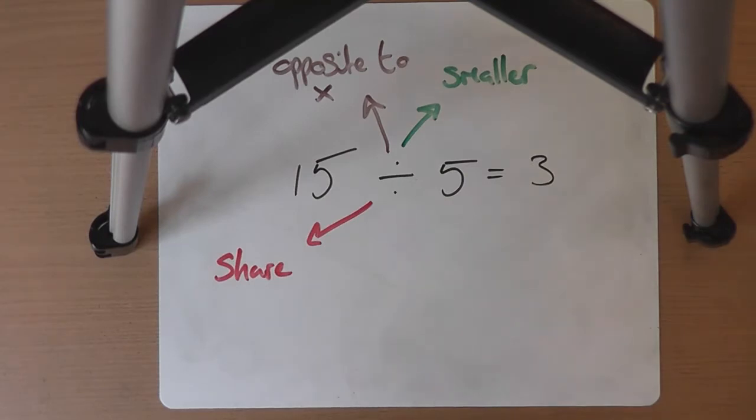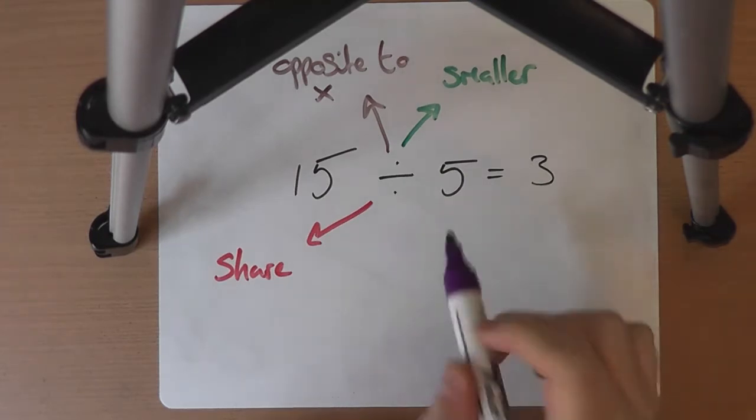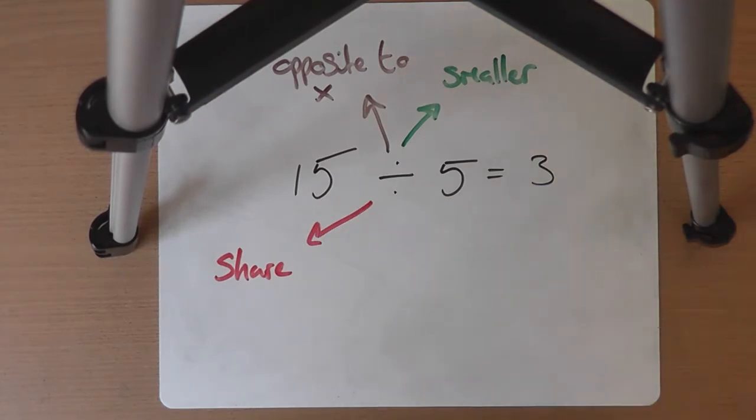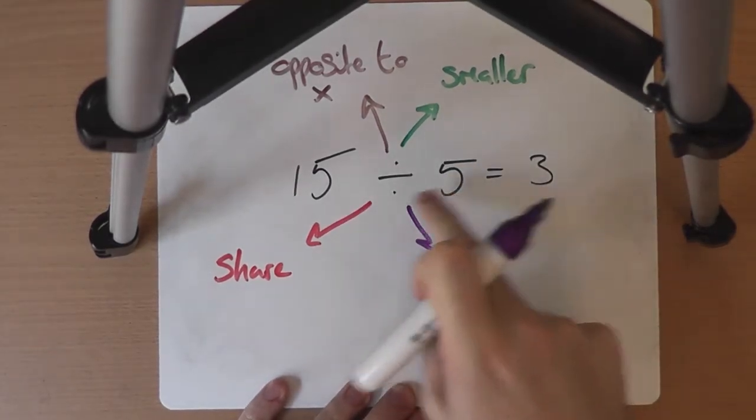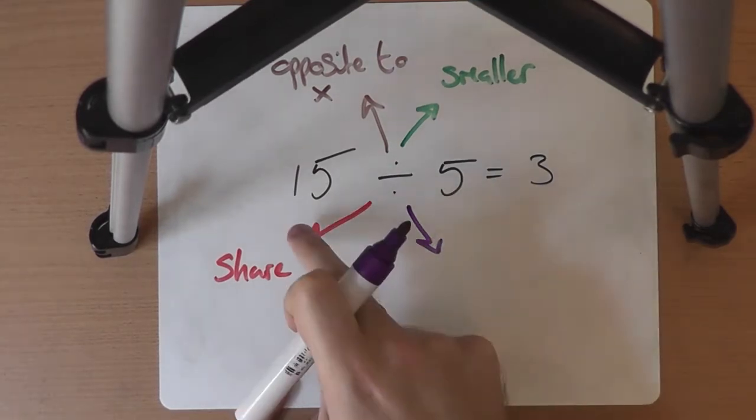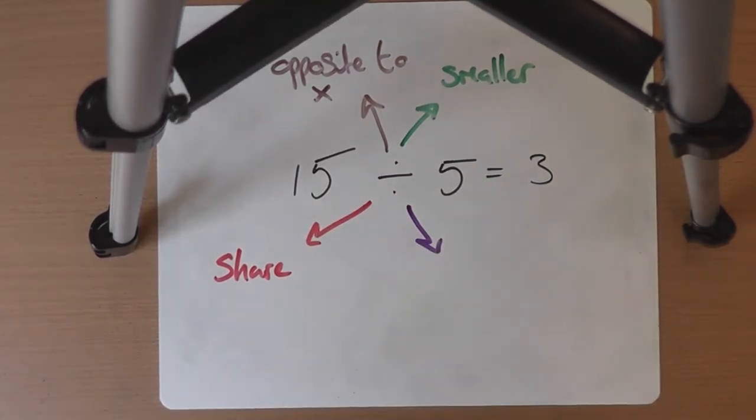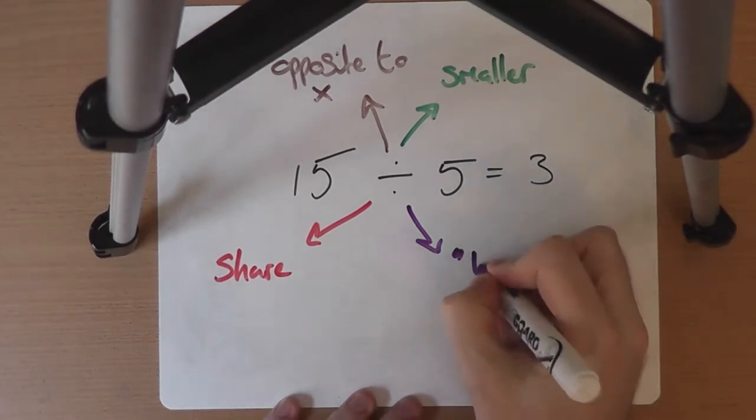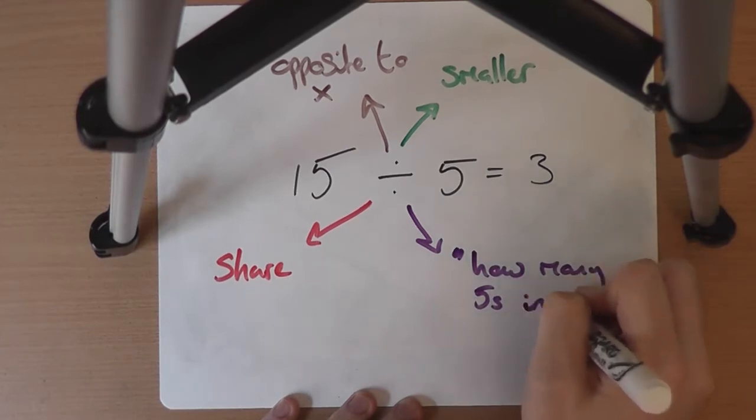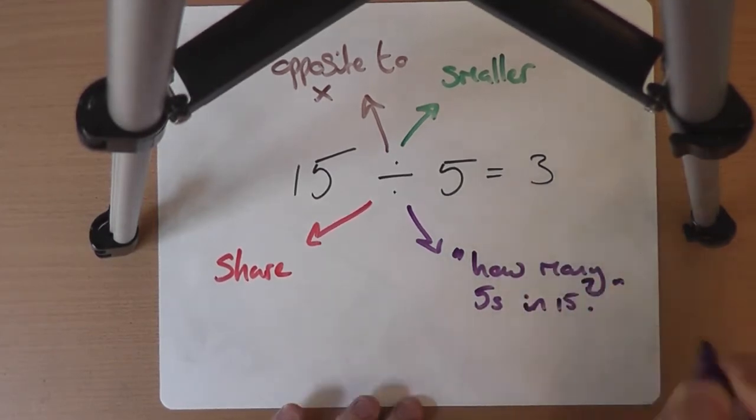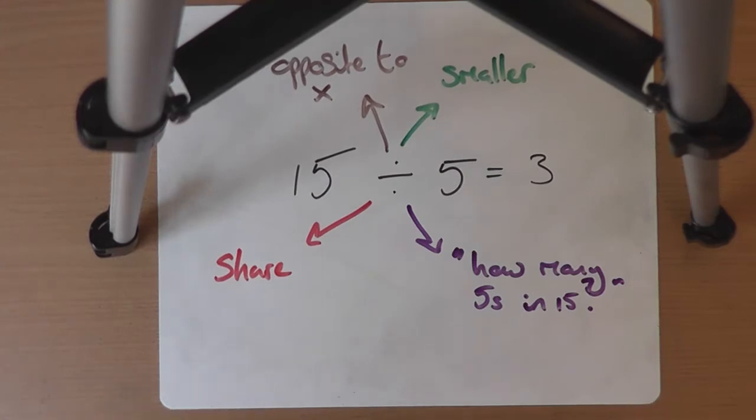Now the final way to interpret the divide is the how many. So what this says, yes, it's 15 divided by 5, it's 15 shared by 5, or take 15 and make it 5 times smaller, but it's also how many of this are there in this? How many 5s are there in 15? As in, if we counted up in 5s, how many would we need until we got to 15? So in this case, how many 5s in 15?